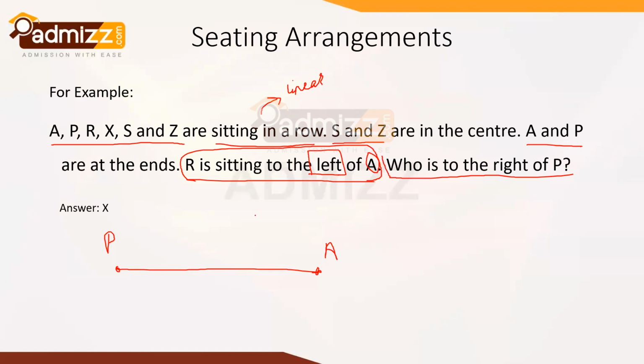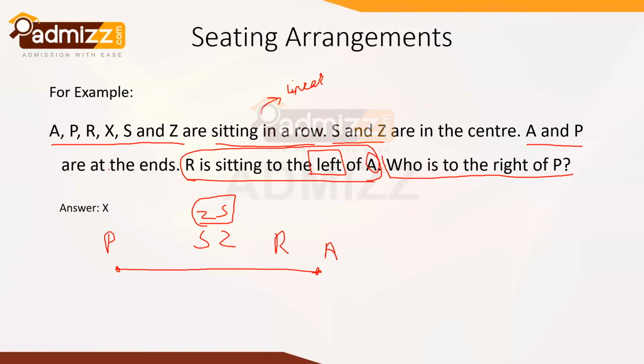All right, cool. So now what we also know is that S and Z are at the center. The order does not really matter here. S and Z can be interchanged as well. Now R is sitting to the left of A. So R is right here. It is directly to the left of A. S and Z can be Z and S as well. Z, S also works. These are just here to fill the gap, and they don't really have any direct connection to this particular problem. So their order does not matter, S and Z.